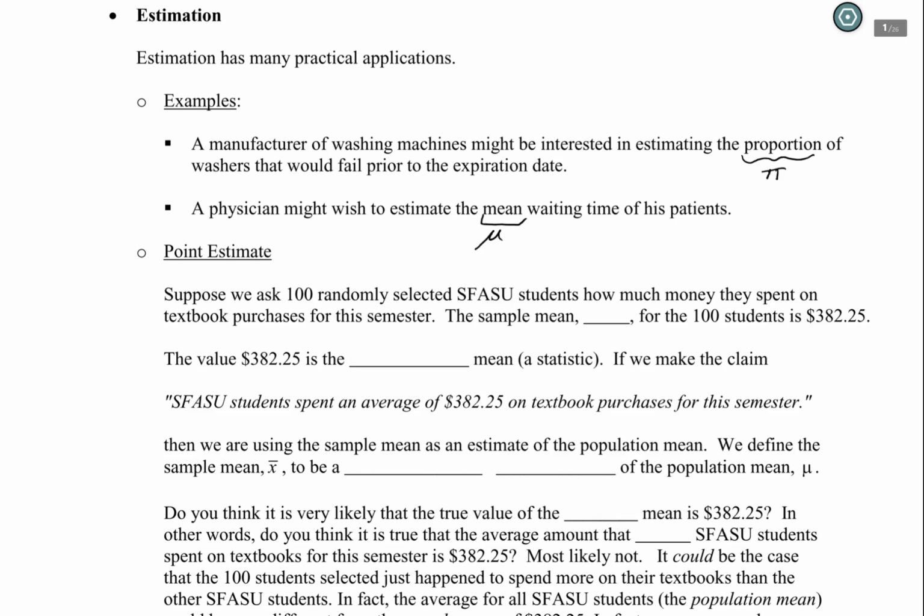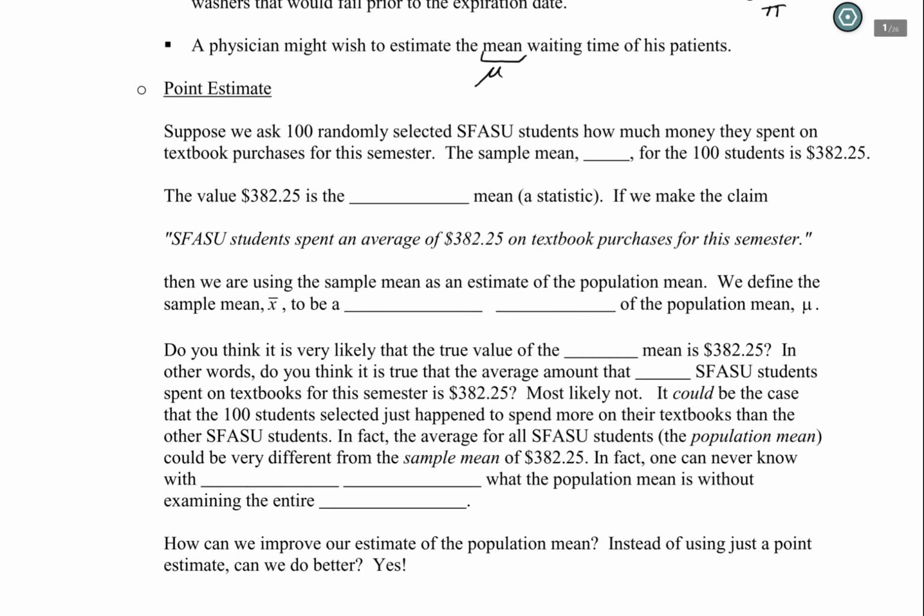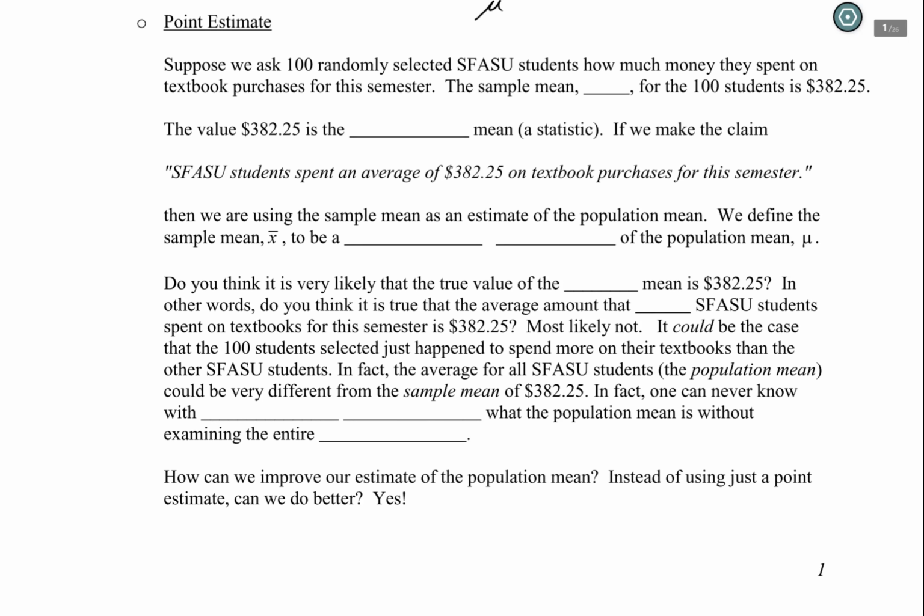So the first way that we look at estimating is through what's called a point estimate. Let's motivate that a little bit. Suppose we ask 100 SFA students how much money they spent on textbooks for this semester, and we get a sample mean. So we have 100 data points, and we compute a sample mean, that is an X bar, and we get 382.25. Well, this value, again, is the sample mean. It's a statistic. It's not the parameter.